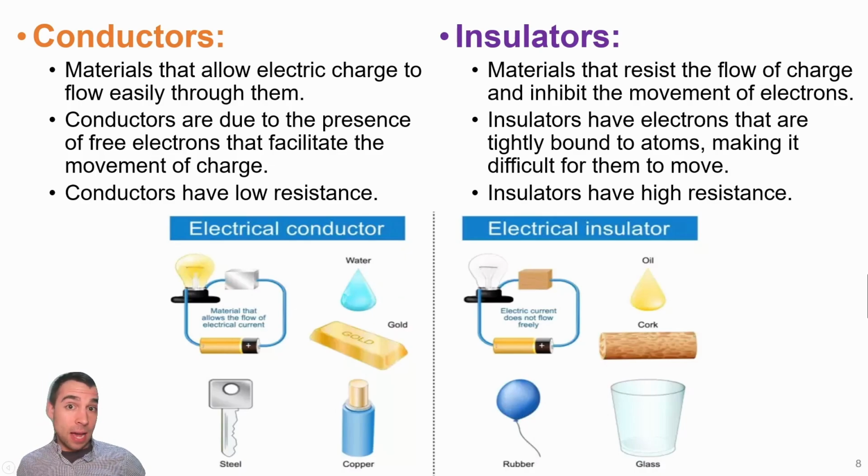Insulators do not allow electric charge to flow freely within them, and that's because electrons are tightly bound to the atoms that constitute the material. Insulators have very high resistance, so some examples of these might be like rubber or wood or paper. These objects are insulators because they do not allow electric charge to be transferred within them.